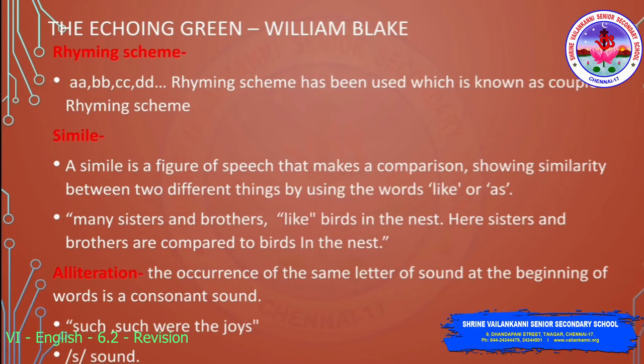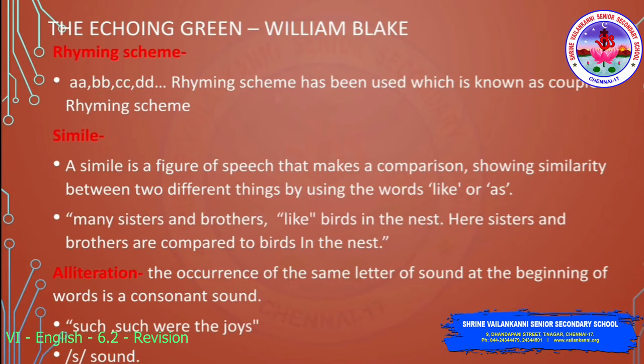Next, simile. Simile is showing similarity between two different things by using the words like or as. So what is the simile which has been used here? Many sisters and brothers like birds in the nest. Here, sisters and brothers are compared to birds in the nest.